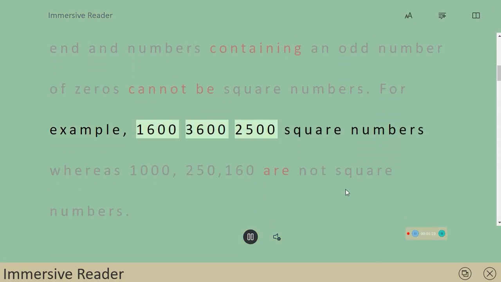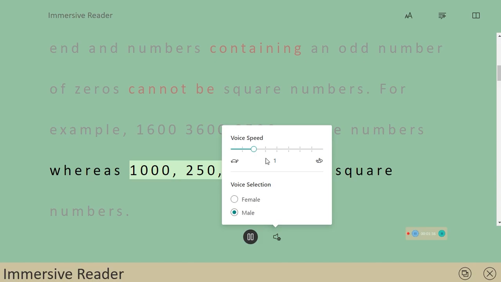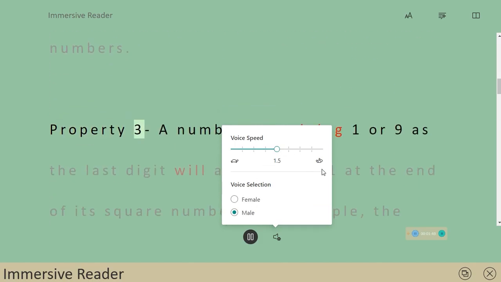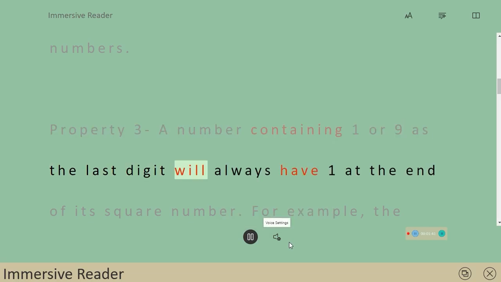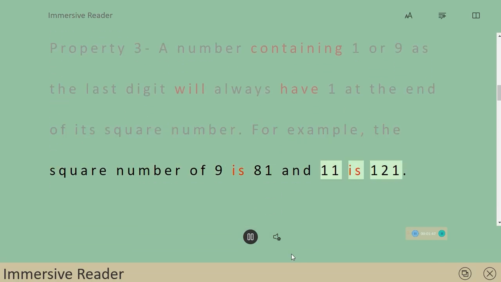For example, 1,600, 3,600, 2,500 are square numbers, whereas 1,000 and 250,160 are not square numbers. Property 3: a number containing 1 or 9 as the last digit will always have 1 at the end of its square. For example, the square of 9 is 81 and of 11 is 121.